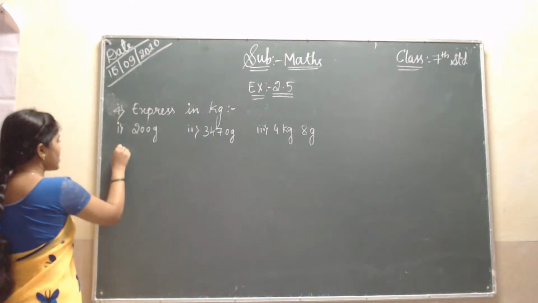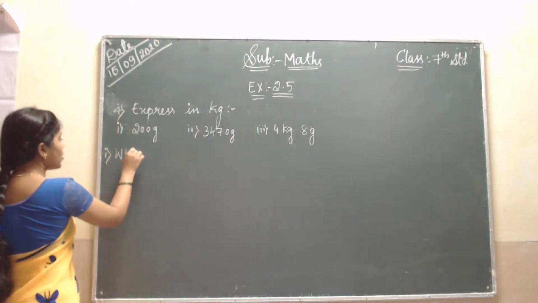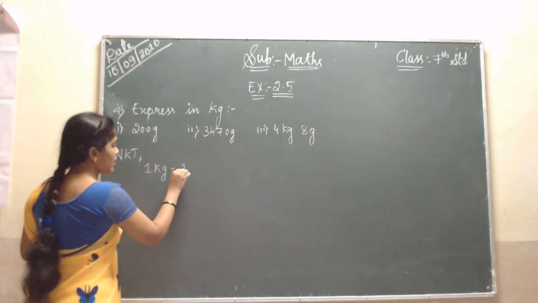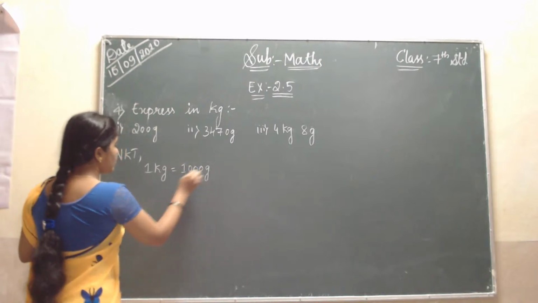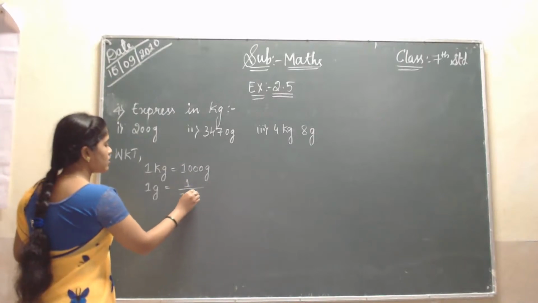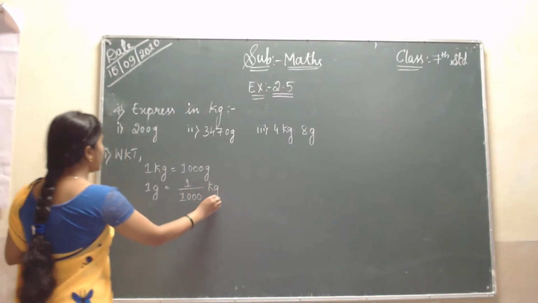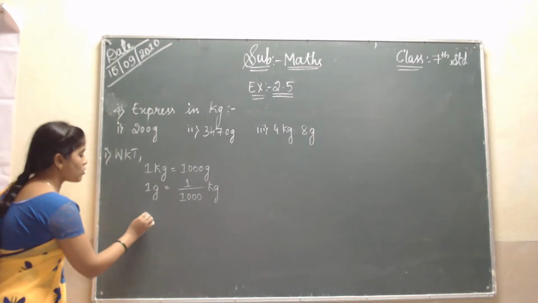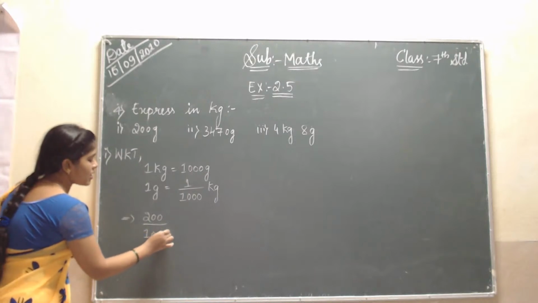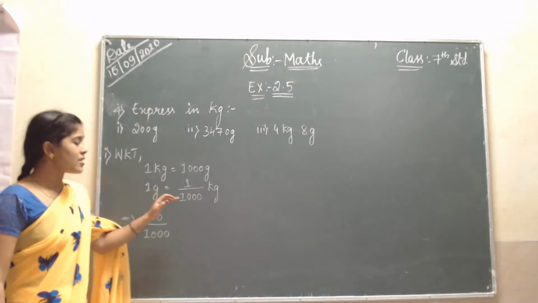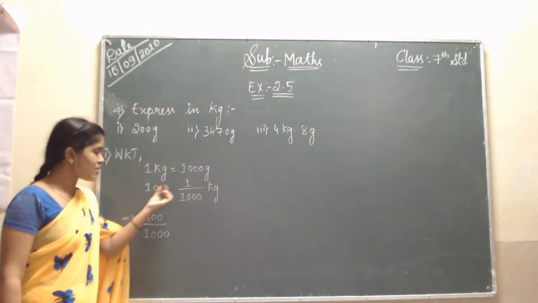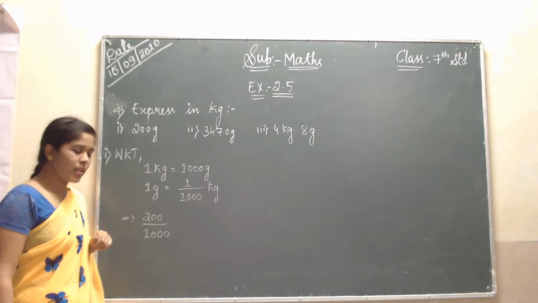We know that 1 kg is equal to how much? Yes, 1000 gram. So 1 gram is equal to 1 by 1000 kg. Here we have 200 grams. So 200 divided by 1000. Why are we taking 1000 here? Because 1 gram is 1 by 1000 kg. So 200 gram is 200 by 1000.